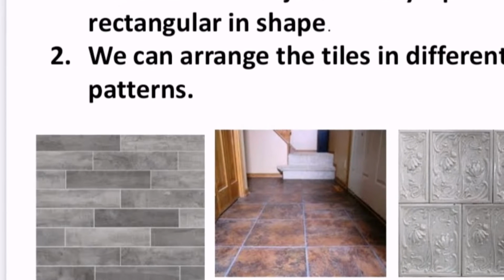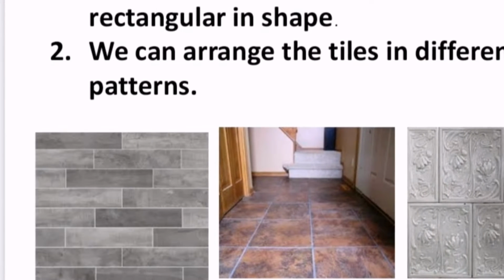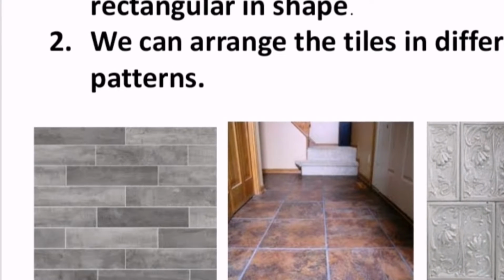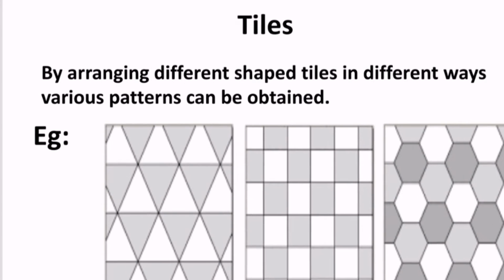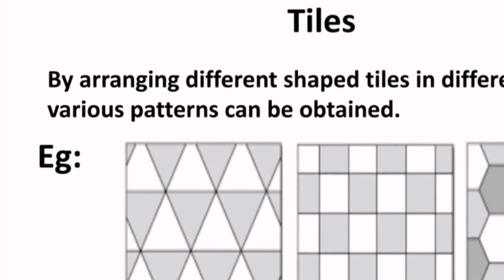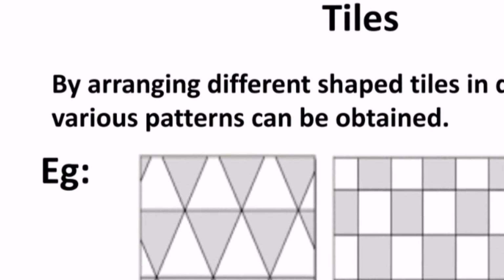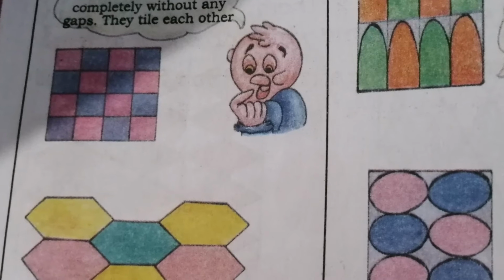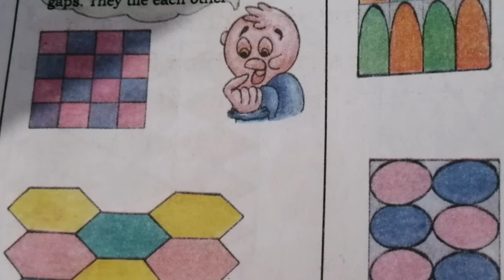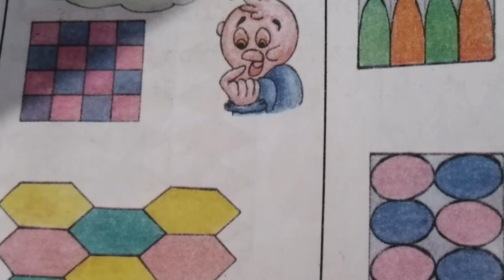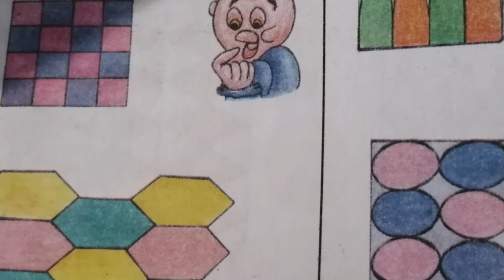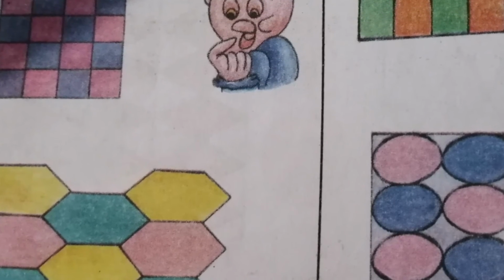Look at these figures. Here the tiles are arranged in different patterns. Am I right? By arranging different shaped tiles in different ways, various patterns can be obtained. Observe the arrangement of the tiles. The tiles of these shapes can cover the floor completely without any gaps. Are there any gaps in these tiles? No. So they tile each other.